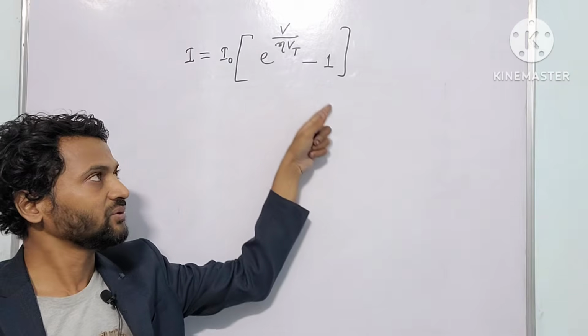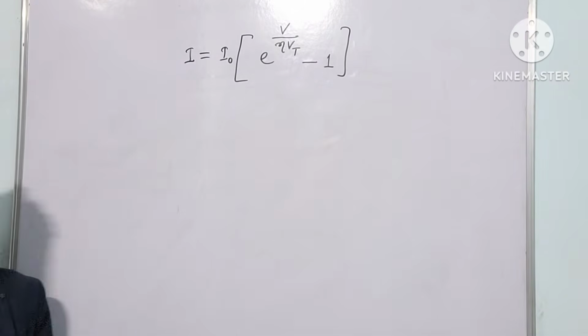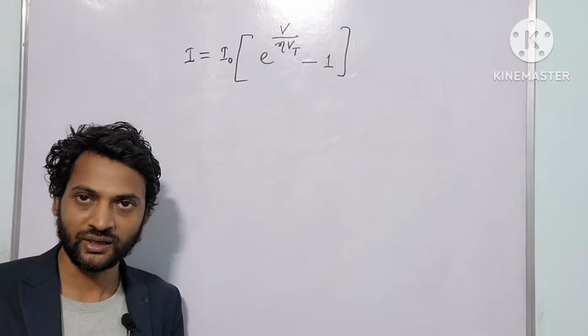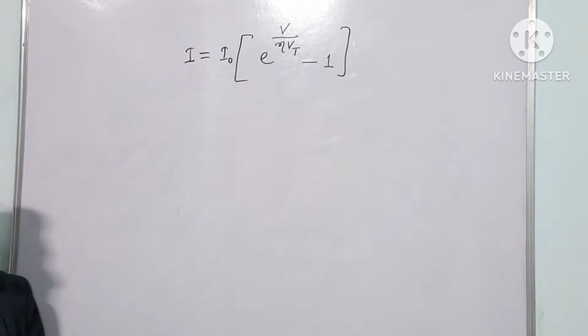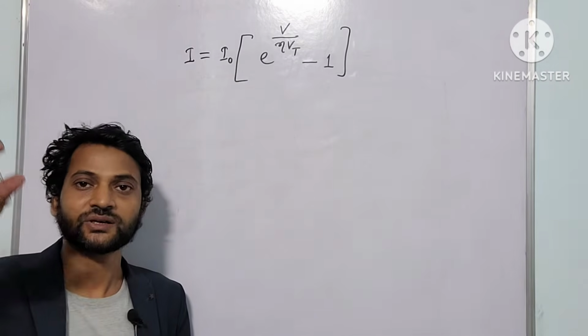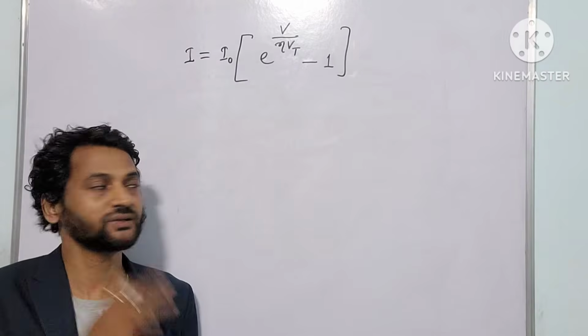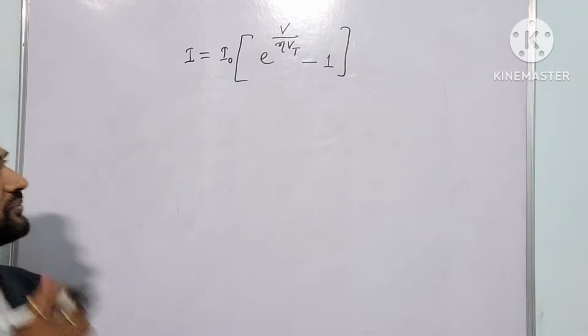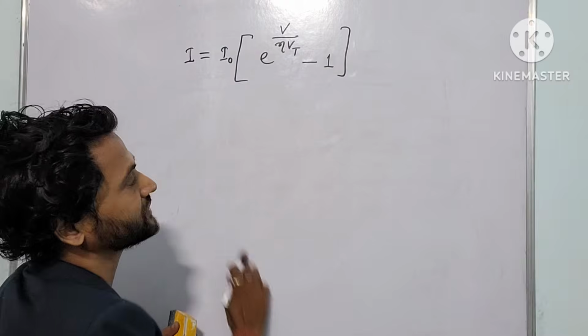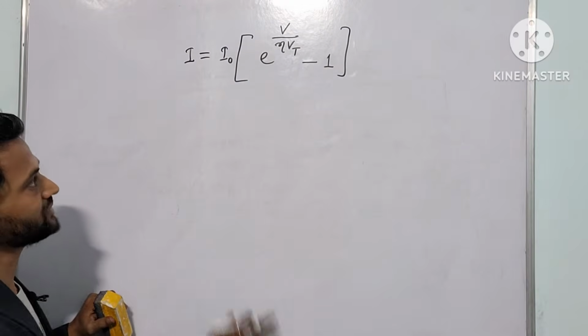As you know, the diode characteristic is non-linear. If we plot a graph between voltage and current during forward bias or reverse bias condition, the graph is not a straight line. It is not linear. It is non-linear. So from that graph we get this expression, which comes in terms of an exponential function.